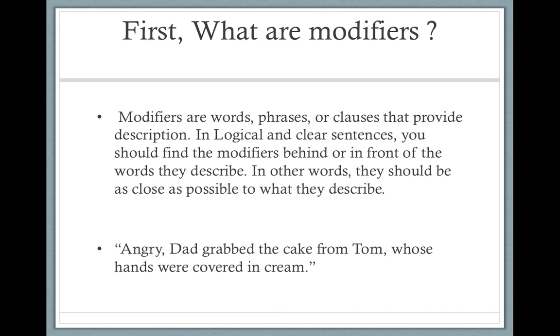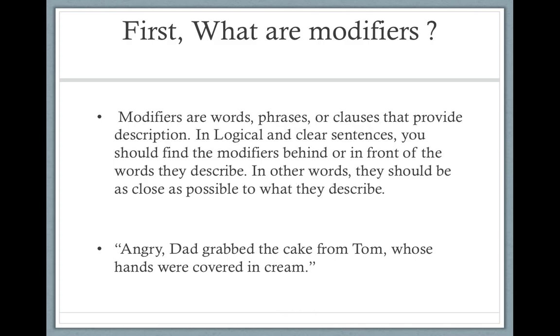And then there's another modifier here. So the second modifier is whose hands were covered in cream. In this case, whose hands were covered in cream is a relative clause. So it's describing something here or someone. Now in this case, it's Tom. So reading it over again, angry Dad grabbed the cake from Tom, whose hands were covered in cream. So Tom is the one whose hands were covered in cream. So it's describing what his hands were covered in.